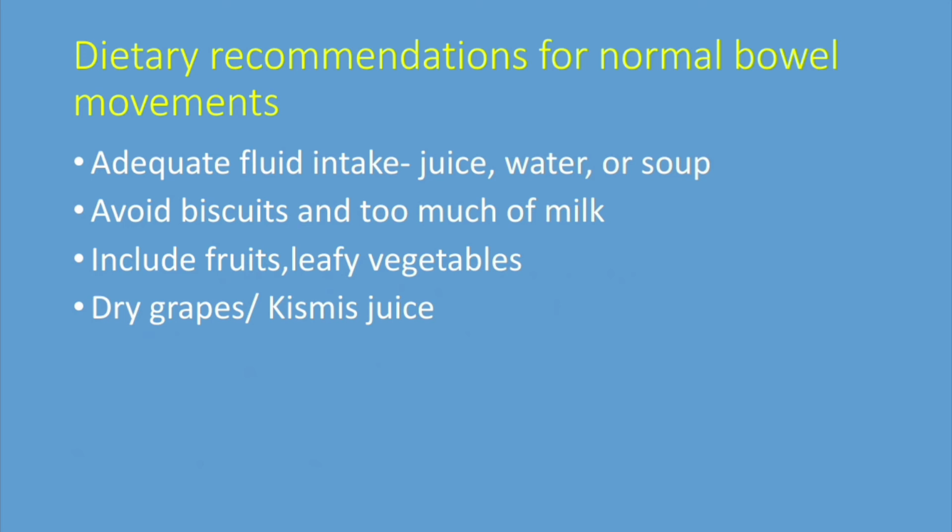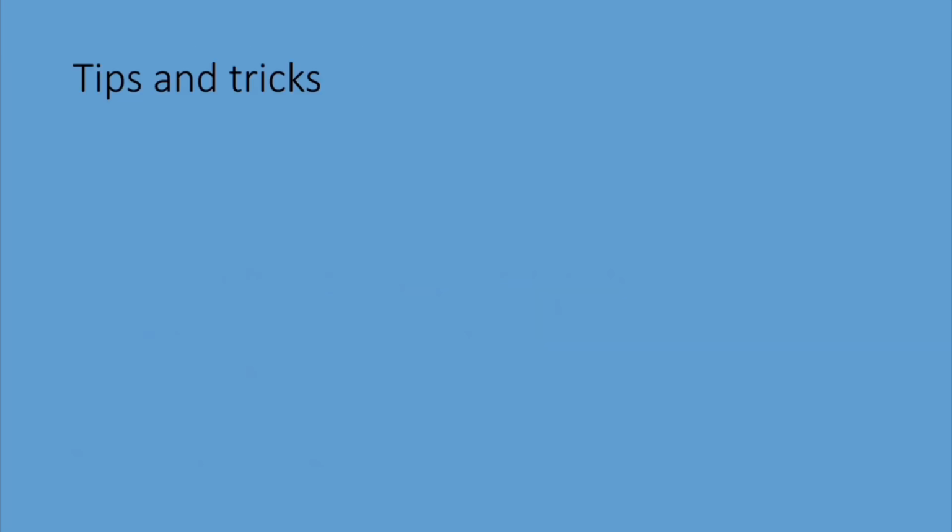And in spite of all this, if the child still has constipation, you can try dry grapes or kismis. So the previous day we need to soak this kismis, maybe 10 to 15, in warm water, and the next day you can make a juice out of it. You can crush it and make a juice and give it to the child to drink, and this really helps in bowel movements and it prevents constipation.